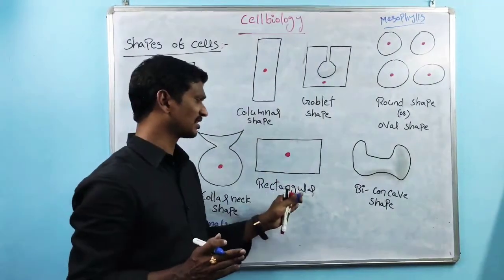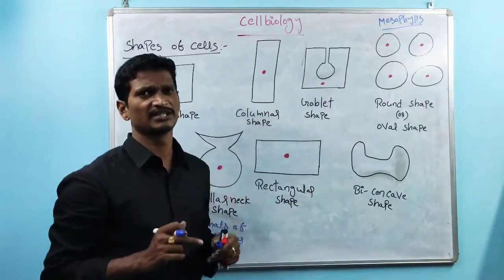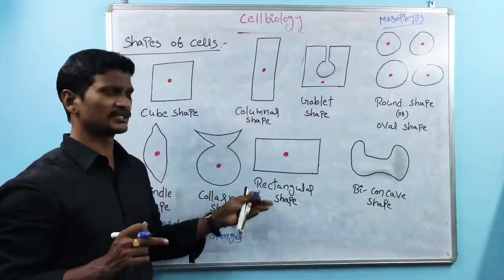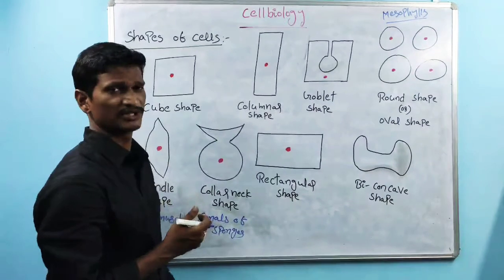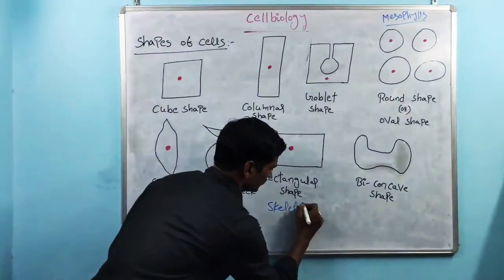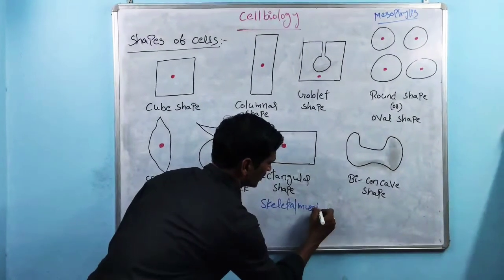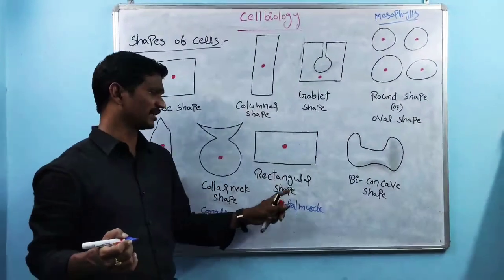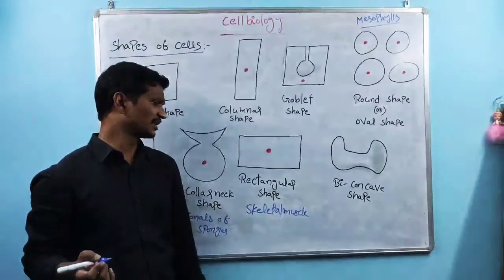And some of the cells are rectangular. The shape of the cell is rectangular. The best example is skeletal muscle cells, mostly rectangular shaped cells.